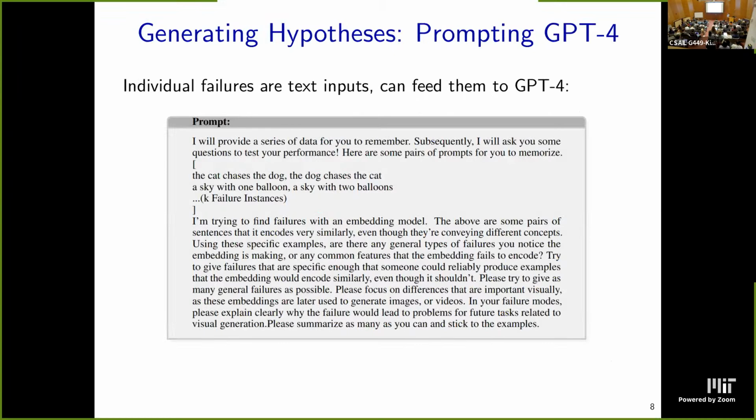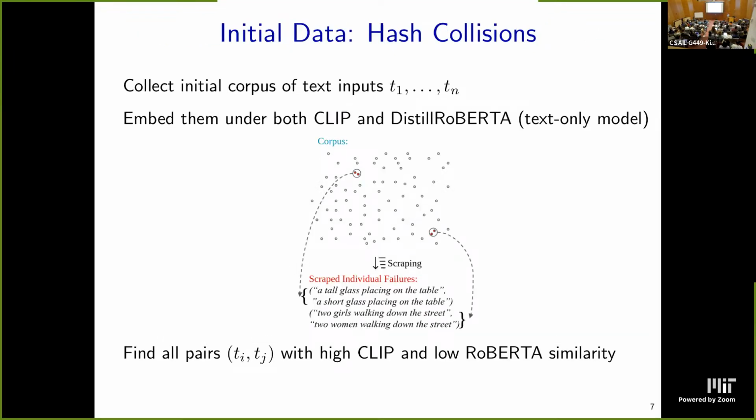So once we have these, here are some examples where you get a tall glass placing on the table and a short glass placing on the table. Ignore the grammar, data is messy, but the point is that tall and short both got embedded very similarly. So this gives us a bunch of individual failures. In some sense you could stop there, but maybe this doesn't really give you a more general understanding. And it also doesn't tell you what to expect to go wrong in a new domain.